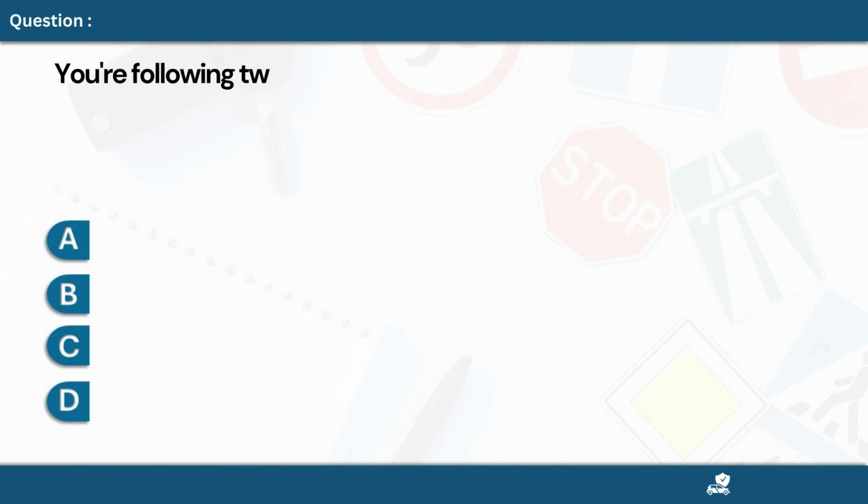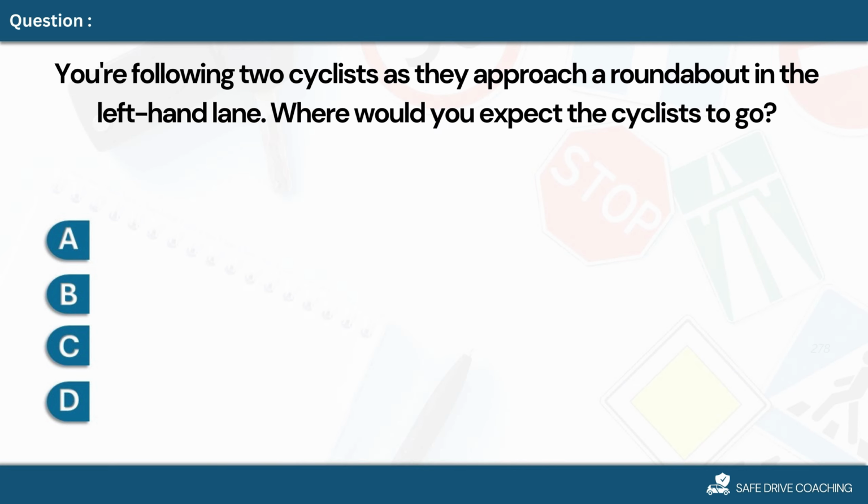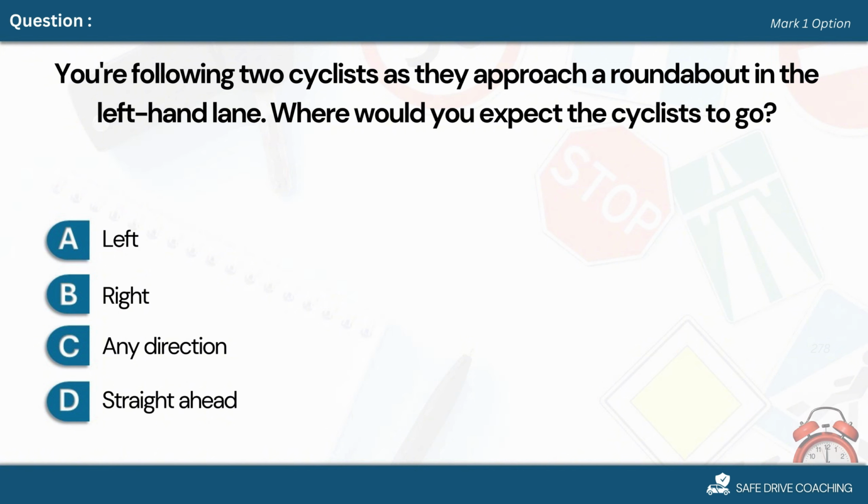You're following 2 cyclists as they approach a roundabout in the left-hand lane. Where would you expect the cyclists to go? A. Left. B. Right. C. Any direction. D. Straight ahead. The correct answer is C. Any direction.